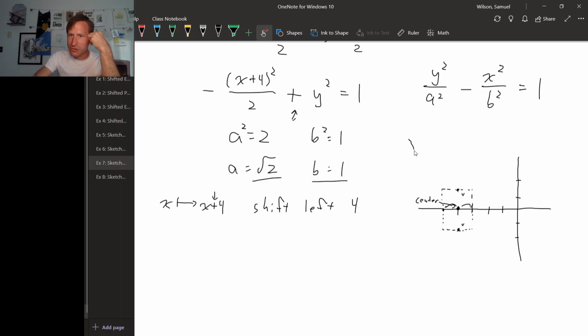Remember, the diagonals of the box are asymptotes. So I guess I should be doing them with dotted lines. And then the hyperbola starts at each vertex and sweeps outwards towards the asymptotes, like this.